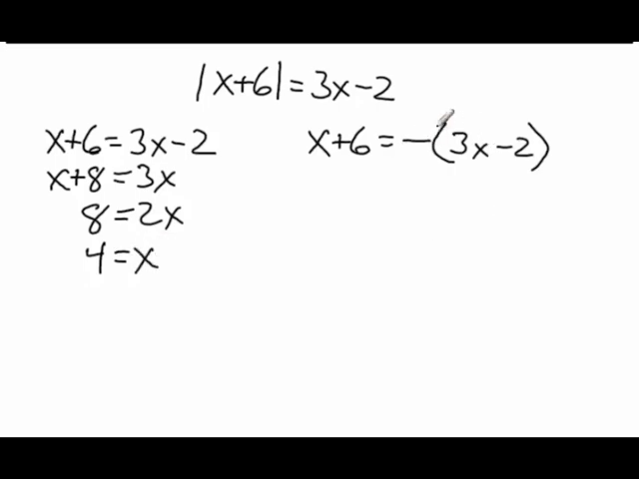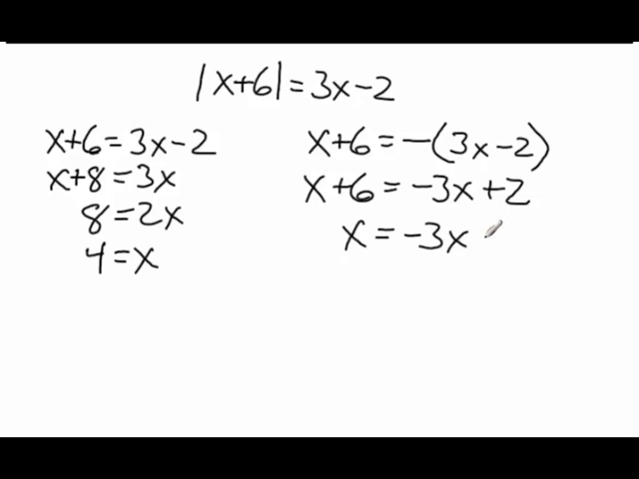Now remember that a negative in front of parentheses like this is like distributing a negative 1. So I'm going to distribute that out, and I get negative 3x plus 2, because I have my negative times negative. So now I go ahead and solve again. I could subtract 6 from both sides. And then I could add 3x to both sides. And finally divide by 4. So my solutions are either x equals 4 or x equals negative 1.